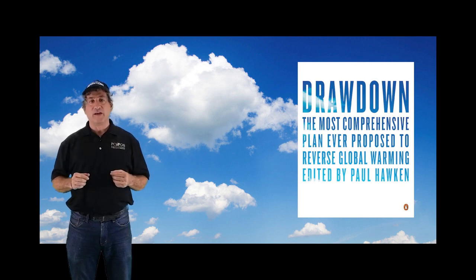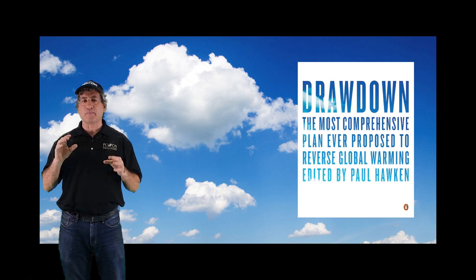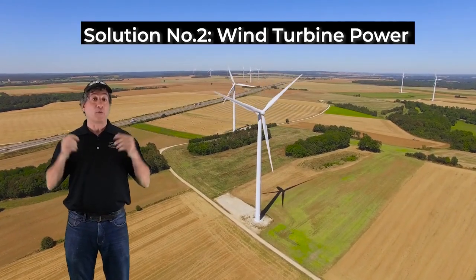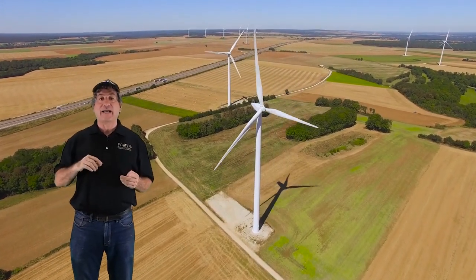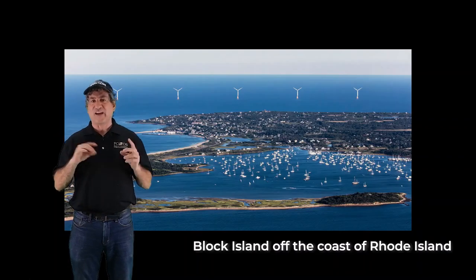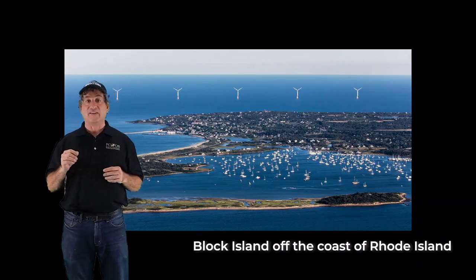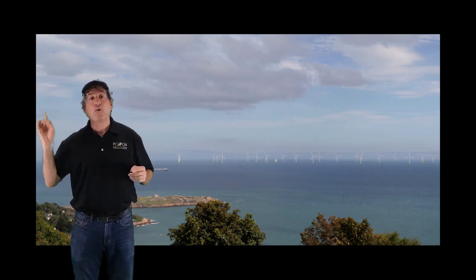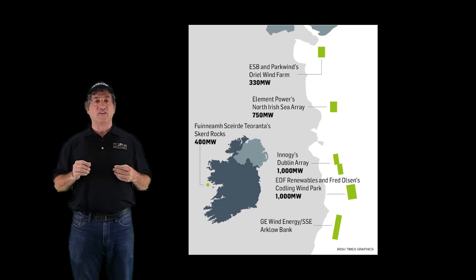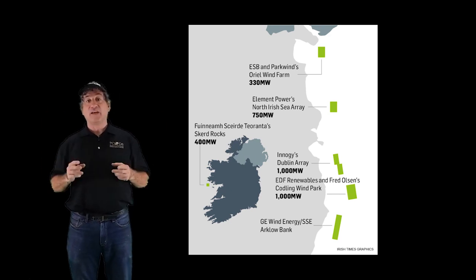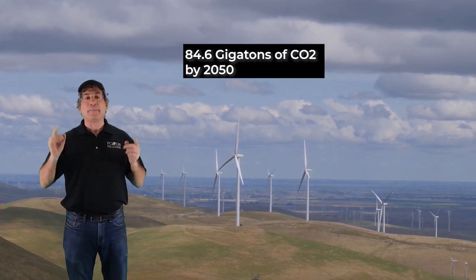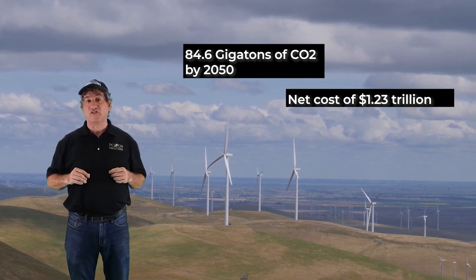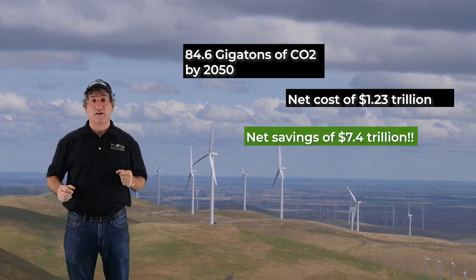abundance. There are many drawdown solutions we can apply to make things comfortable for humans, and I'd like to just touch on two that I've encountered in my journeys to the North. One is, of course, wind turbine power, solution number two in our book. With onshore power, such as I first witnessed on Block Island off the coast of Rhode Island in the Northeast U.S. as a high school student on a diving trip in 1978, and on an office building in the city of Dublin and towering over homes and factories on many islands off the coast of Ireland and in cities in Germany and Belgium and in the Swiss Alps as a graduate student 17 years ago, reducing 84.6 gigatons of CO2 by 2050 at a net cost of $1.23 trillion, yielding a net savings of $7.4 trillion.